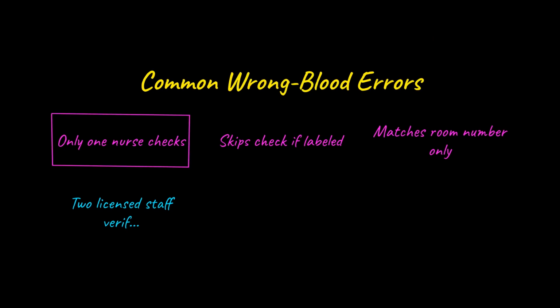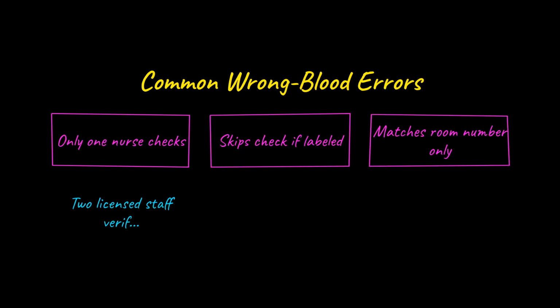Exam writers test 3 common misconceptions: relying on only one nurse, skipping checks on a pre-labeled unit, or matching only the room number on the band. Each of these shortcuts invites a fatal error. The only correct approach is 2 licensed staff verifying all identifiers together at the bedside.